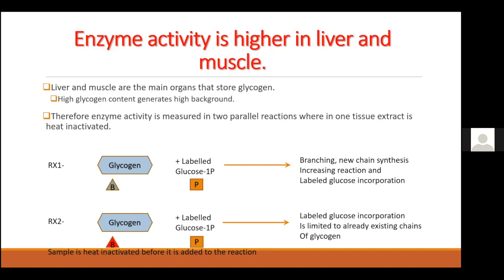I started measuring the enzyme activity in peripheral blood lymphocytes, and actually I got a lot better result, because peripheral blood lymphocytes do not have glycogen, and they have very low background, so we really measure the real enzyme activity very efficiently.